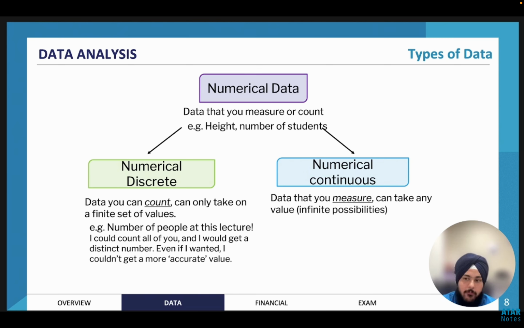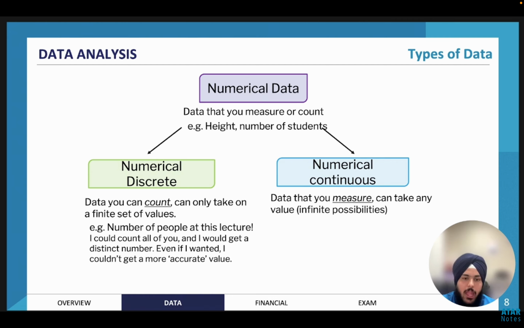So for example, the number of people attending this lecture could be a discrete numerical variable, because I could count all of you. I wouldn't measure how many students there are, I would count. And we would get an accurate value.